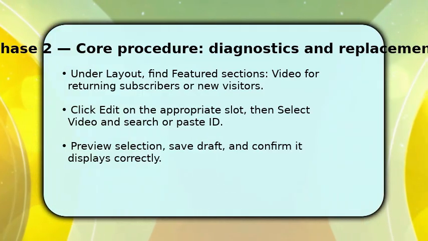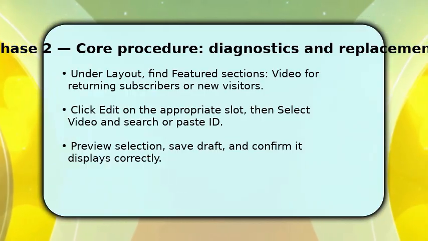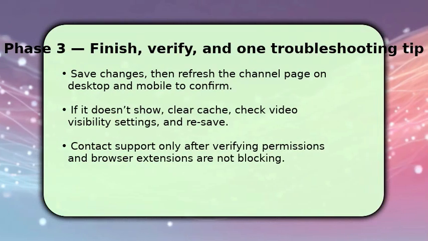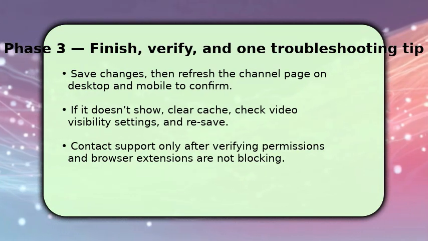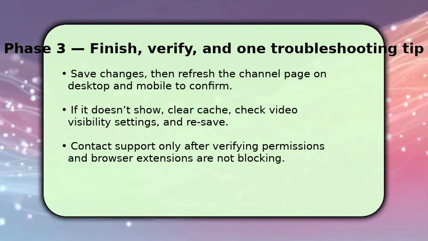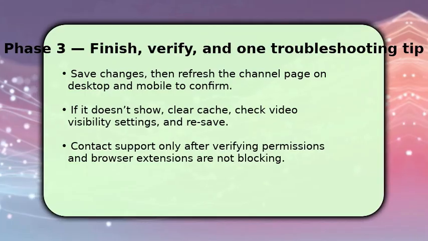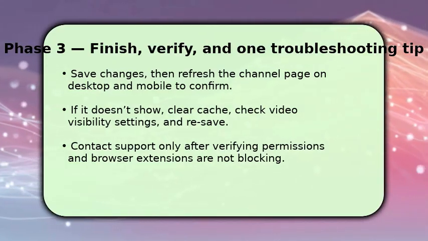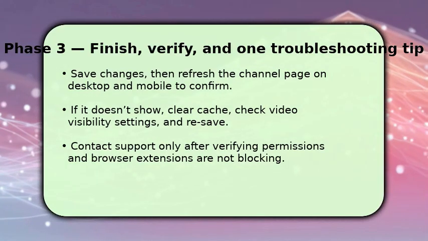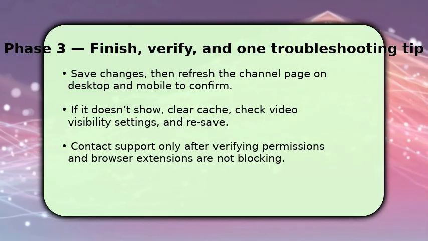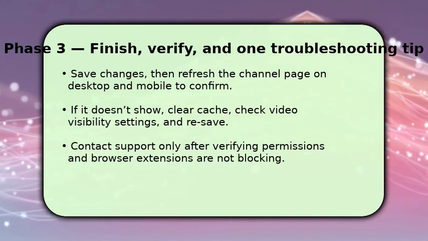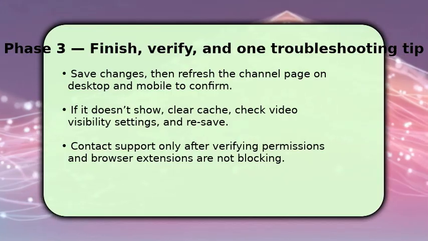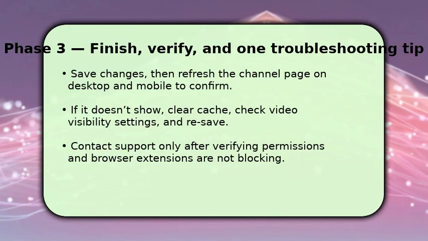Finish by clicking Publish or Save to push the featured video live, then refresh your channel page on desktop and mobile to confirm the change propagated. If the new featured clip does not appear, clear your browser cache, verify the video's visibility is public, and ensure you have the necessary channel permissions. Sometimes extensions or cached data block the update. If problems persist, replicate the change in another browser or device before.